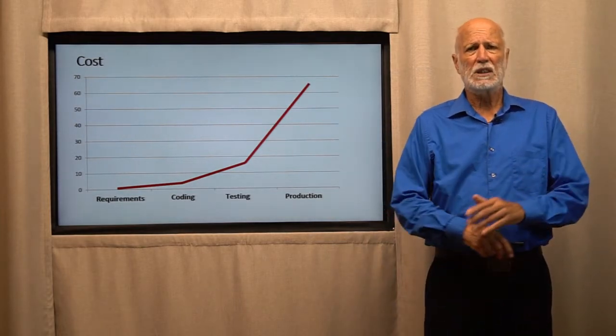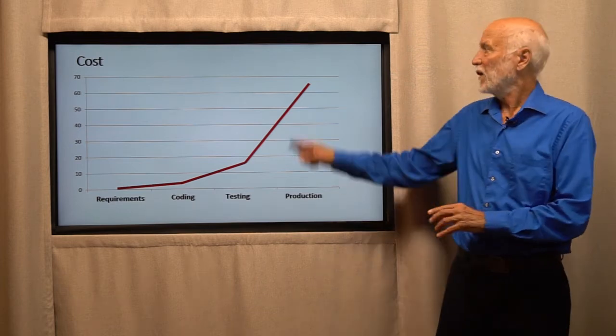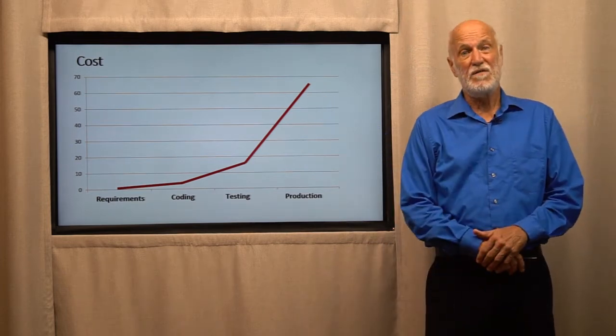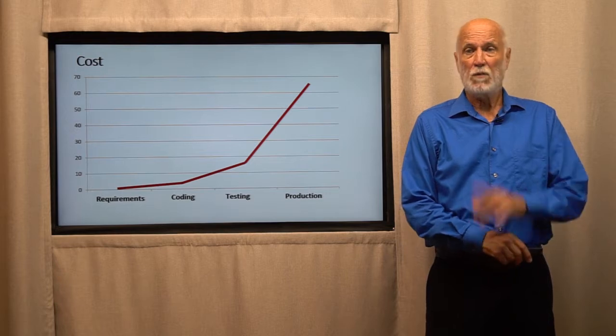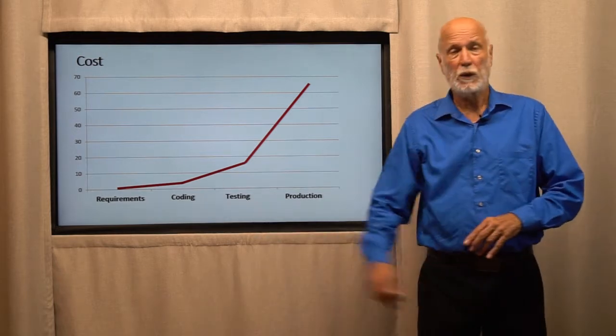Now, some places have done the measurements, and they found it's even a 250 times the effort for a production issue versus a requirement issue.